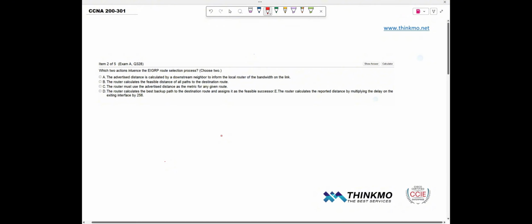Now, when it designates a feasible successor router, actually, there is an issue with the E answer here. There should be an E option here, so it needs to specify a backup router, the feasible successor router, and also refer to the feasible distance. Well, these two answers are correct. B and D are correct. E is incorrect. When we select D, E will include E as well. So the correct answer is actually earlier. So just check that one.